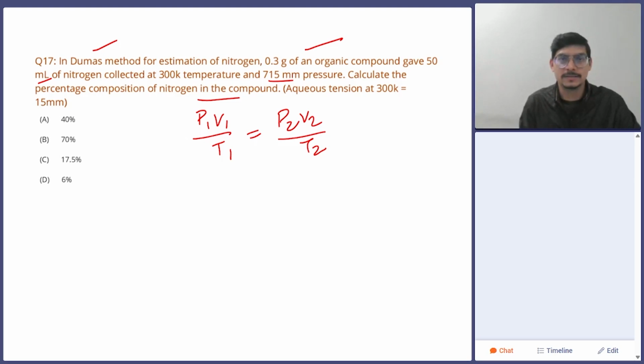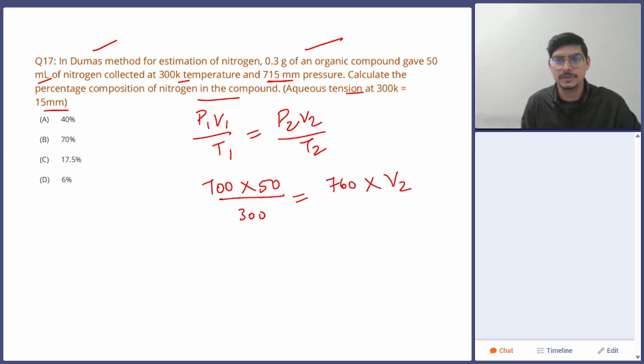The pressure of the gas is 715 minus 15 for aqueous tension. So please remember that 715 is the pressure because of nitrogen gas and because of water vapor. So the pressure because of nitrogen gas is 700. Volume is given to be 50, divided by temperature 300. Final pressure at STP is 1 atm, which is 760, and volume is V2 divided by temperature, which at STP we take to be 273. The volume, when you calculate, will come out to be approximately 41.9 ml.